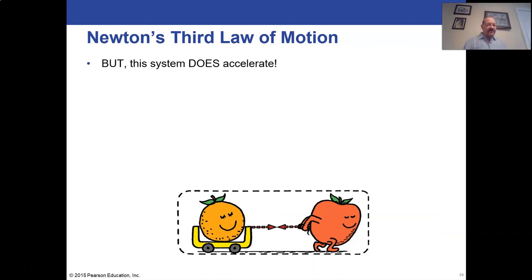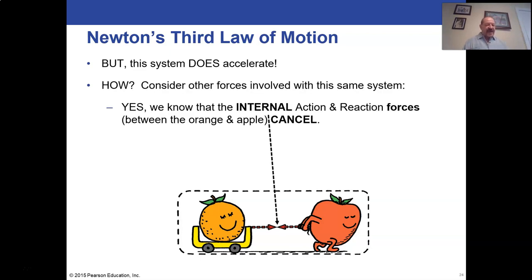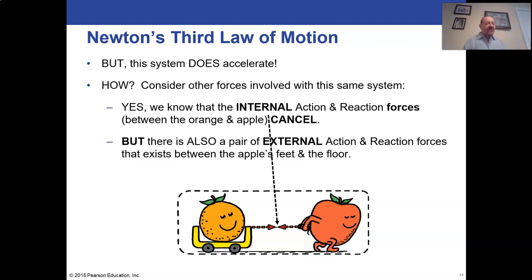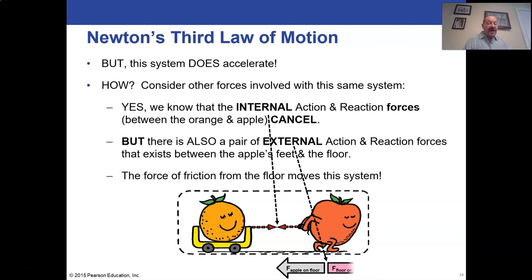So how does it move? We know it does accelerate. The internals cancel, so it's not that. But there's also an external pair of forces, one that's acting on the whole system and one that the system is acting on, which we don't care about. Well, that force pair is, look at the apple's feet. They're pushing outside of the system. The feet are pushing on the ground, on the floor. So as the feet are pushing on the floor backwards, remember when you walk, you're pushing your feet backwards so that you drive your body forward.